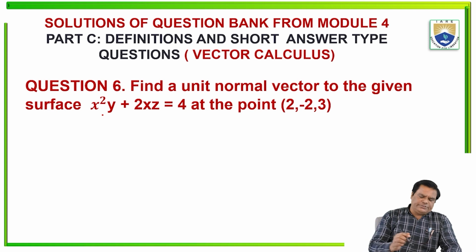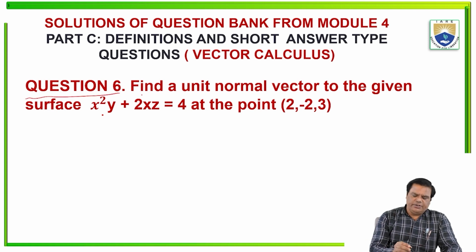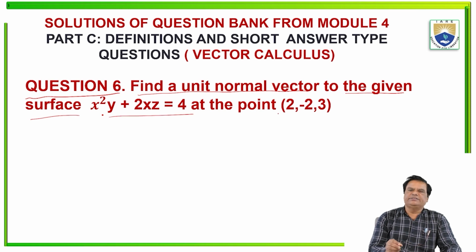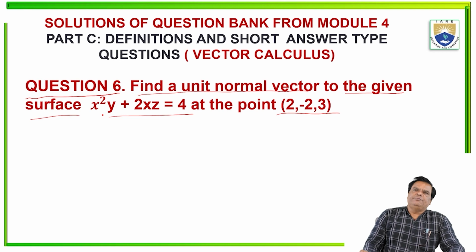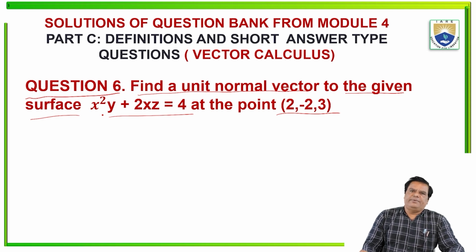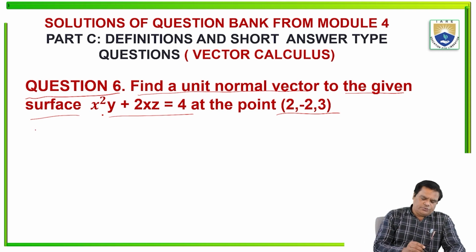Now next problem 6. Question 6 is: find a unit normal vector to the given surface at the given point. Unit normal vector. We want to discuss what a unit normal vector is. So here is the solution.